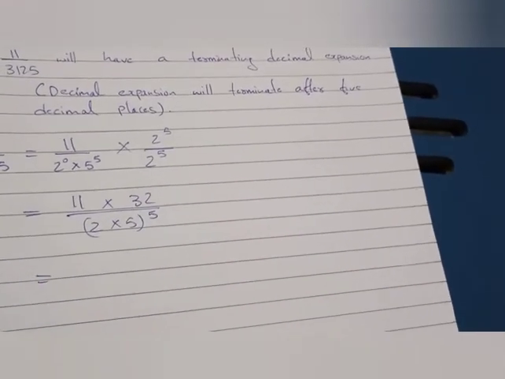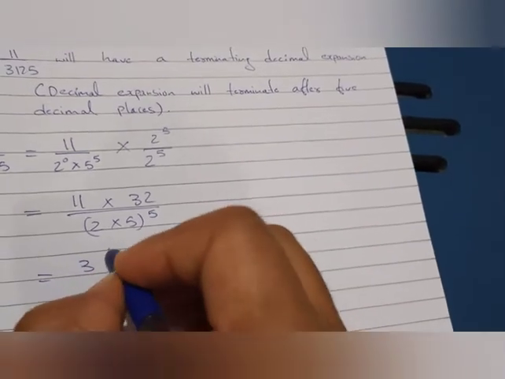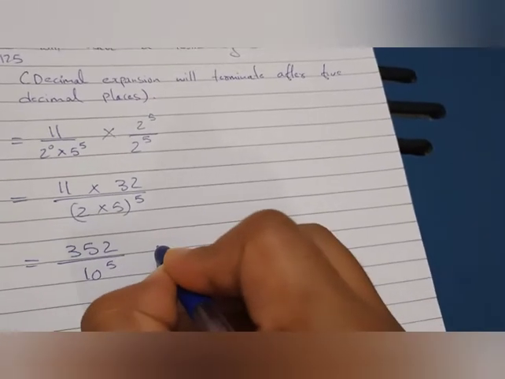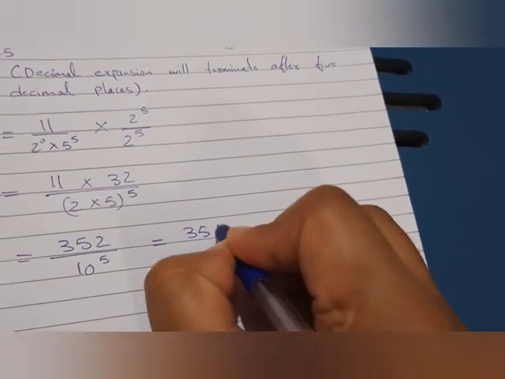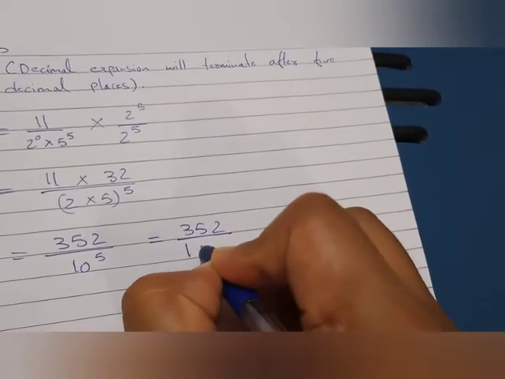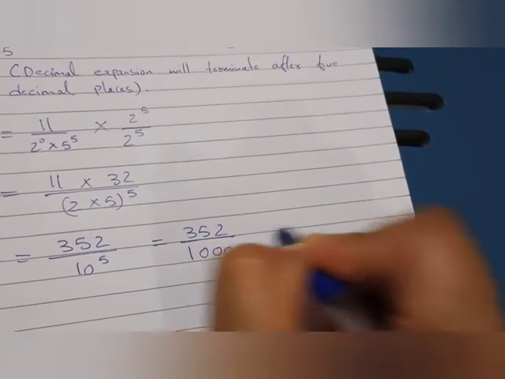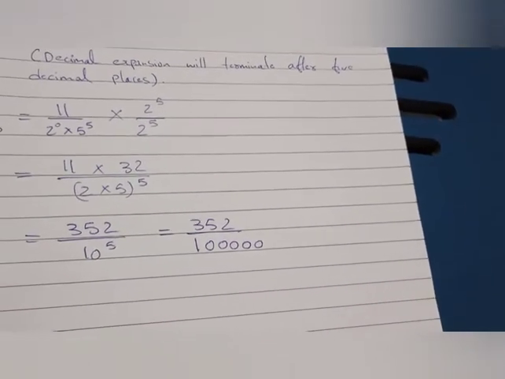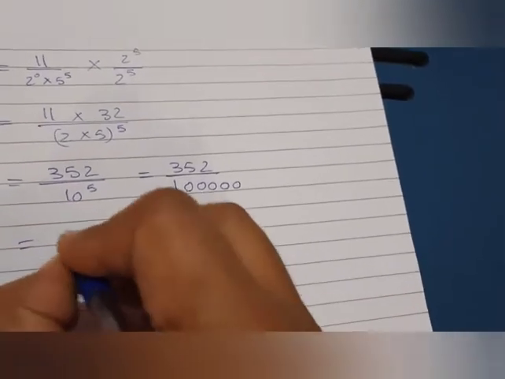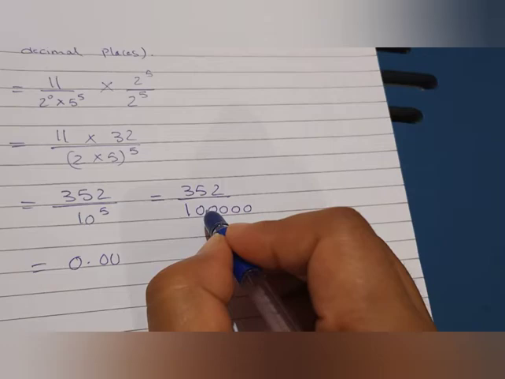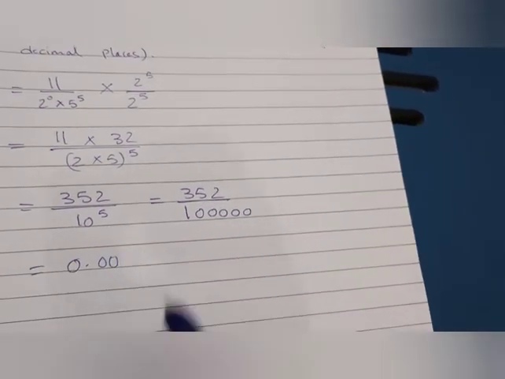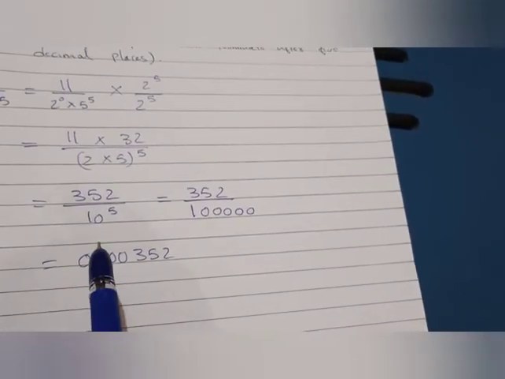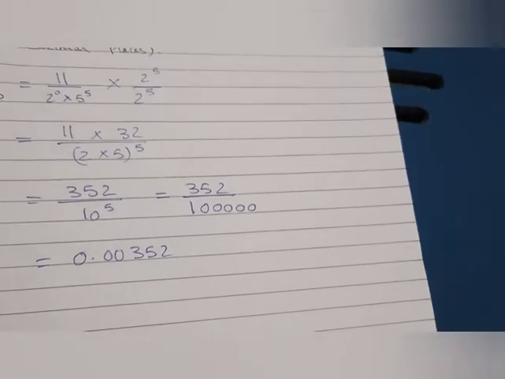11 into 32, multiplying 11 and 32 we will get 352 by 2 5s are 10 to the power 5. Now 352 by 10 to the power 5, we will have 1 and then 5 zeros. So now on dividing 352 by 1 lakh, we will have 0.00. Since we have 5 zeros but only 3 digits, so 2 zeros we'll put in front, and then we'll write 352. So the decimal expansion has terminated after 5 decimal places.